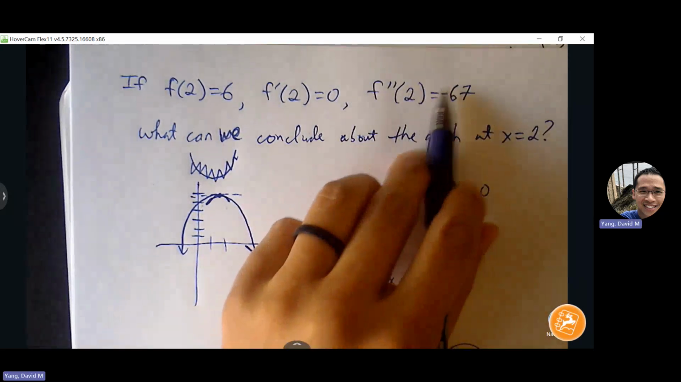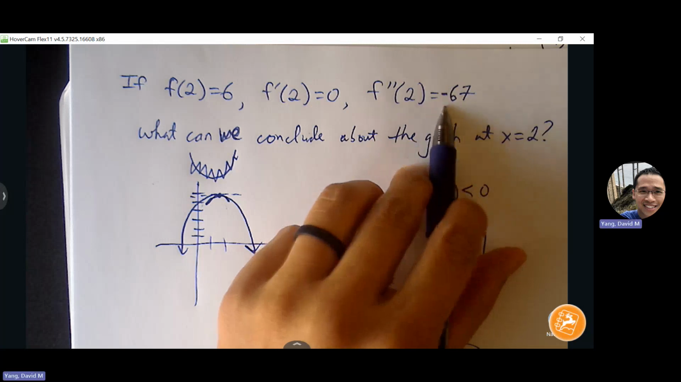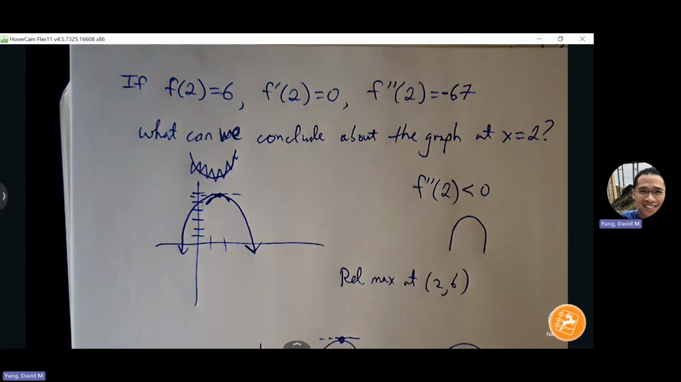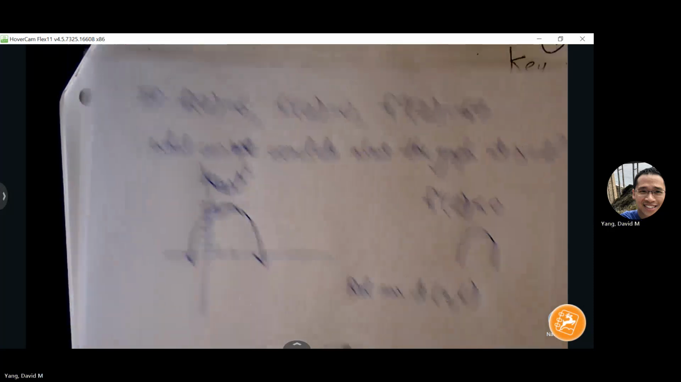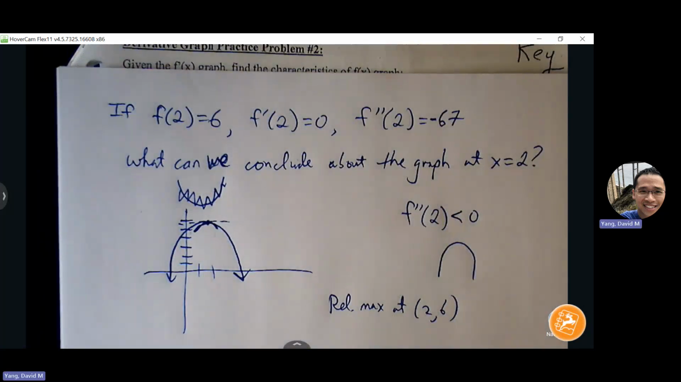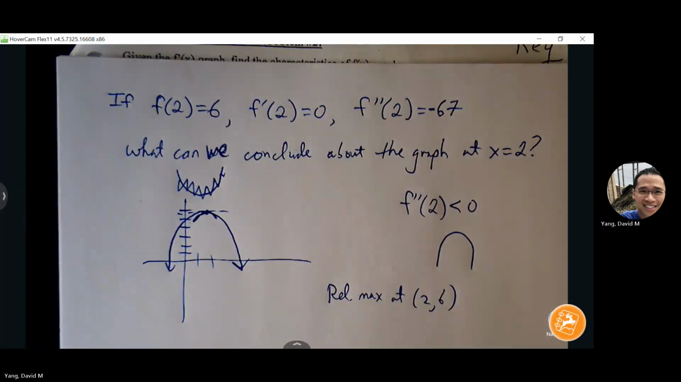And if this is a positive number, then what does that tell us? That it's concave up. If it's concave up, then there's a relative minimum. So you're not going to ask us to solve the numbers? Nope. If I give you one, it'll be like this.